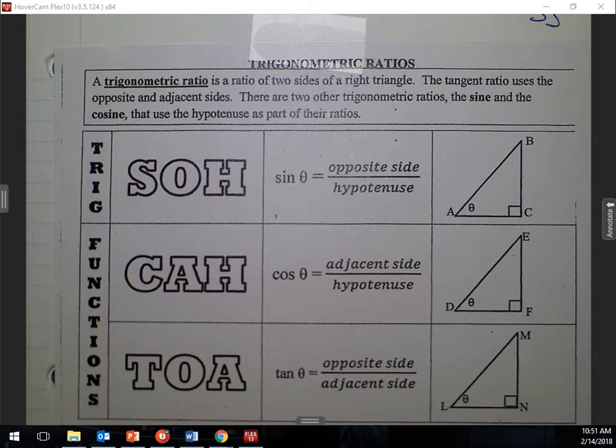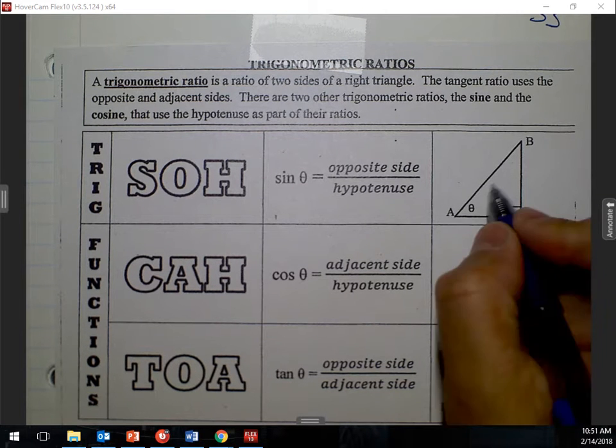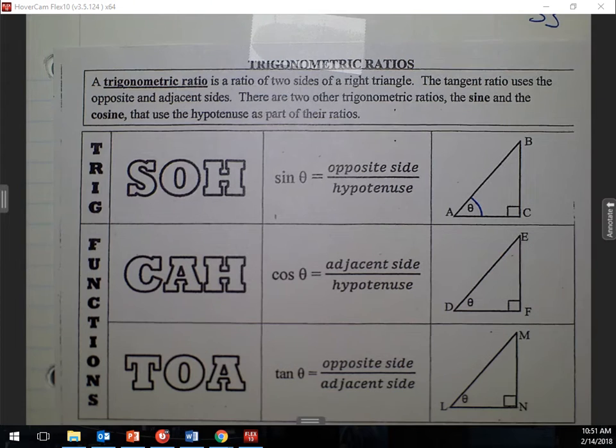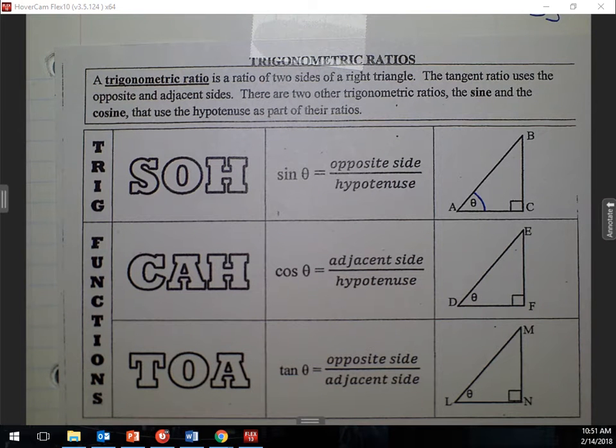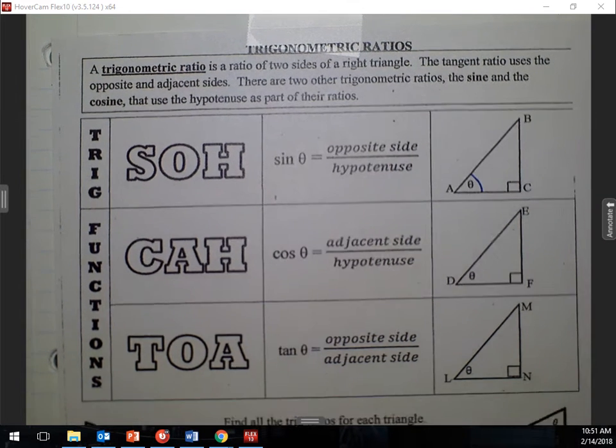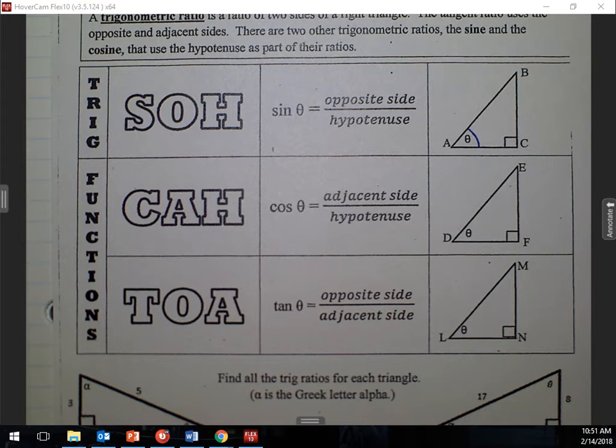So from here, everything that we're doing has to do with a reference angle. My reference angle on this one is going to be my theta. So I'm going to mark my reference angle right here. This is the reference angle. So what we learned on Monday is that we are labeling our sides.